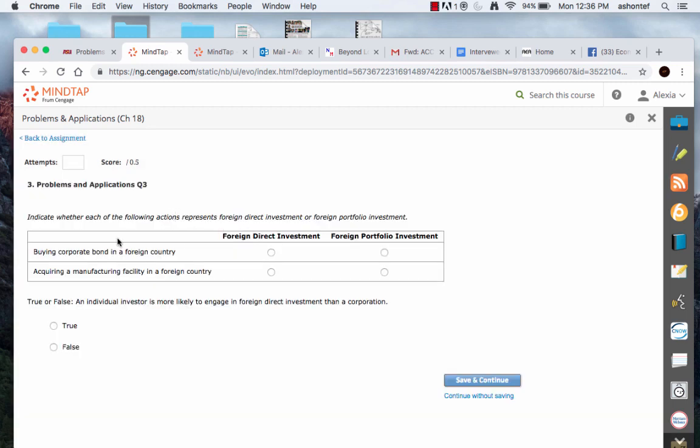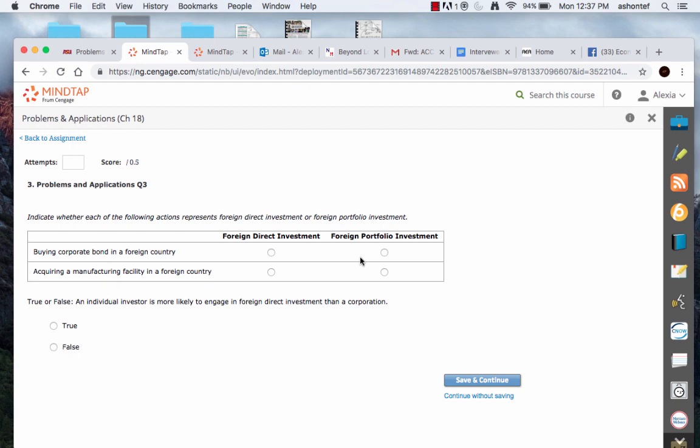Okay, question number 3. It says, indicate whether each of the following actions represents a foreign direct investment or foreign portfolio investment. So for a quick reminder, a foreign direct investment is where we're actively managing an investment. So for example, you buy a manufacturing plant in a foreign country. That's going to be a direct investment.